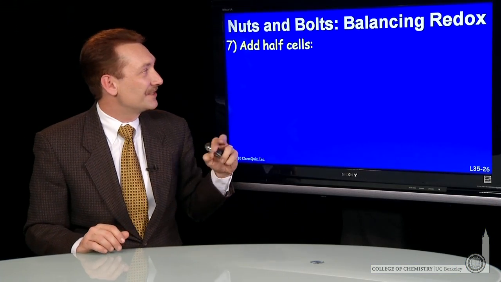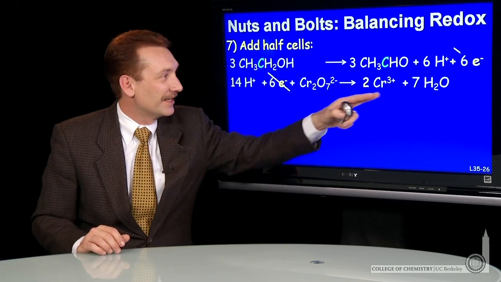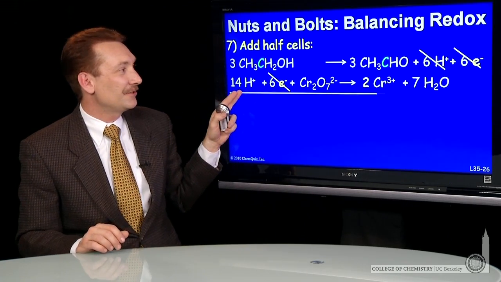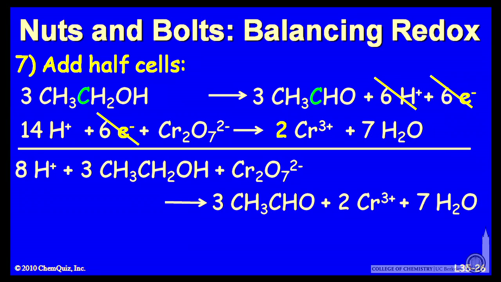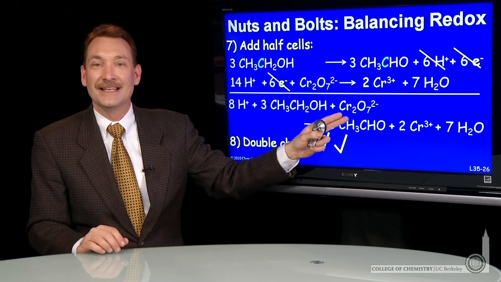I'll add the 2 reactions together with my factor of 3. Now I can cancel the electrons, and some of these hydrogens are going to cancel and leave me 8 hydrogens over here. So I'll have 8 hydrogens, 3 ethanol, and the dichromate going to 3 of the aldehyde, 2 chromium ions, and 7 water molecules. Now I should go back through and double check that indeed it is balanced.